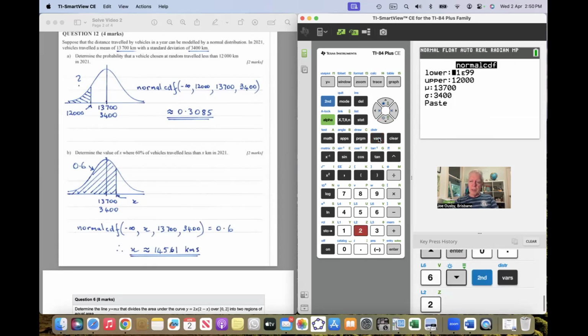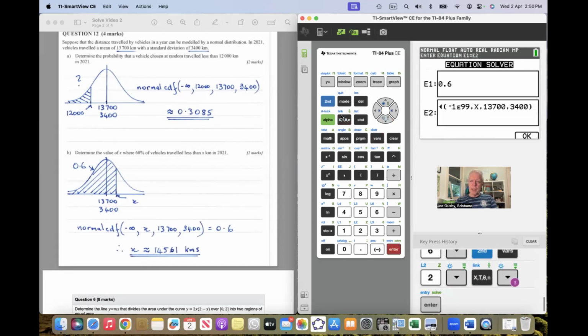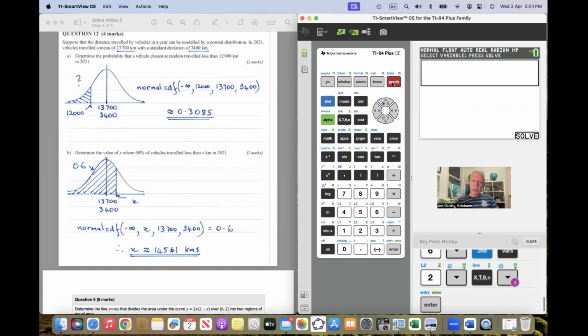The lower limit was that. The upper limit was the unknown this time. So she suggested just put X there. The mean and the standard deviation were still all the same. So at that point I could just paste. And of course it pasted into the equation solver. Then to execute that, if we go into the solver, it says, okay, what do you want as your first guess for X?